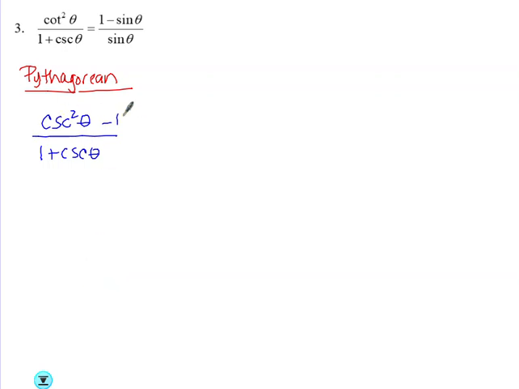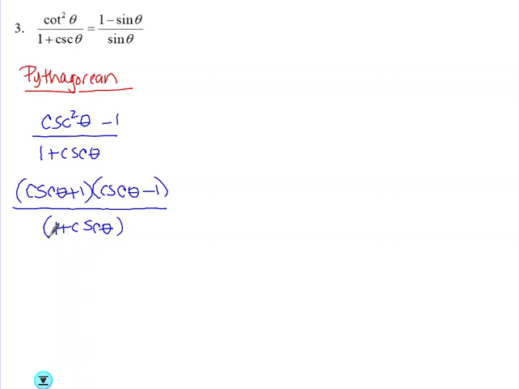Now, in the numerator, I have a difference of squares, so I'm going to go ahead and factor and get cosecant of theta plus 1 and cosecant theta minus 1. Now, I can cancel out cosecant theta plus 1, and I'm just left with cosecant theta minus 1.